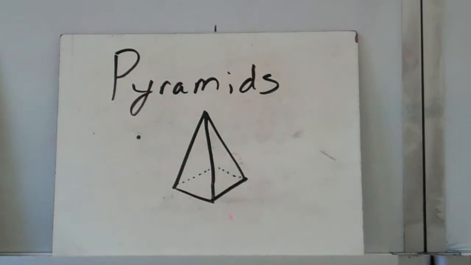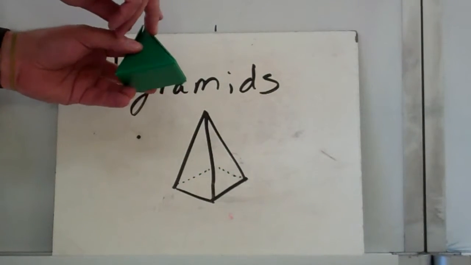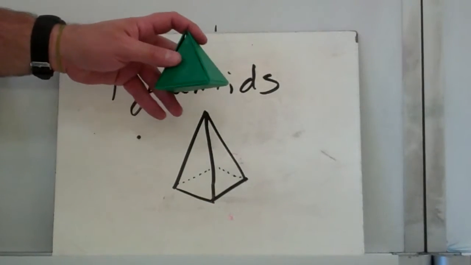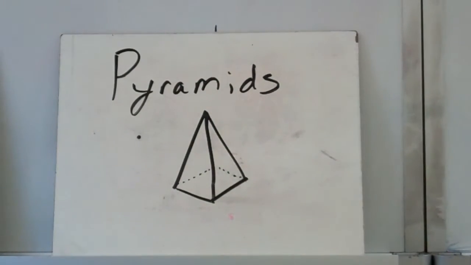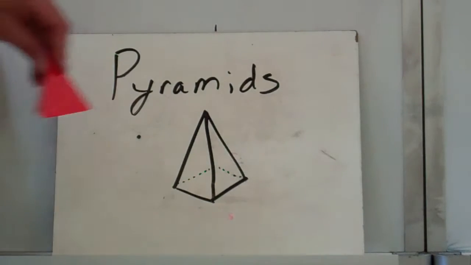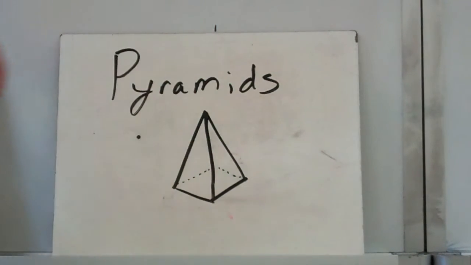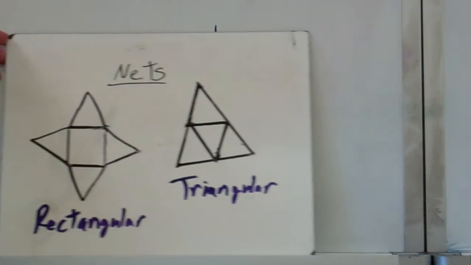So what I do have are some plastic models, okay? So here is one of the pyramids, okay? And here's another. And those are different because of their base, which we're going to talk about right now when we talk about what they would look like if we were to open them up.